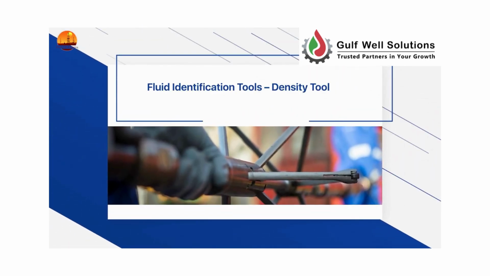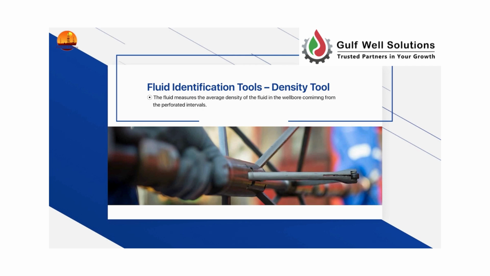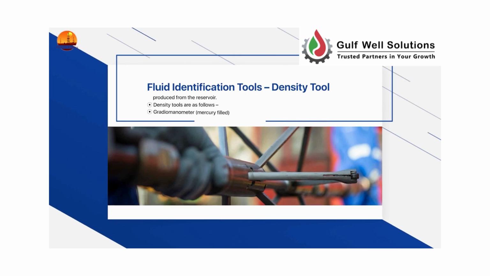Fluid identification tools, density tool. The density tool measures the average density of the fluid in the wellbore coming from the perforated intervals. The main objective is determining the distribution of different kinds of fluids produced from the reservoir. Density tools are as follows: gradiometer, mercury-filled; fluid density differential pressure sensor, FDD; nuclear fluid density tool, FDR.